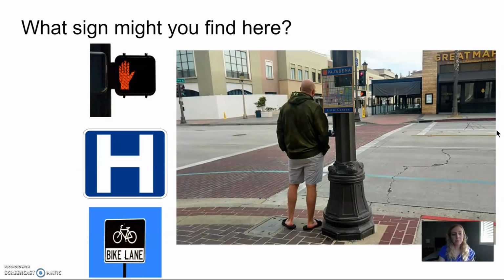All right, last one. What kind of sign might you find here? Is it the do not walk sign, the hospital sign, or the bike lane sign?